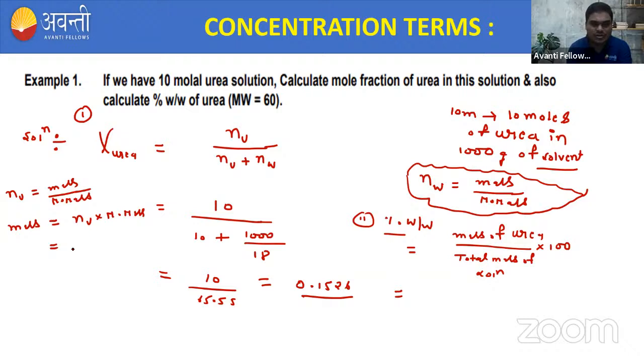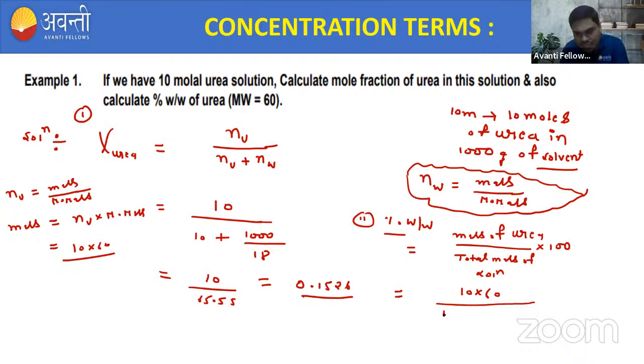So what is the number of moles of urea? That is 10. What is the molar mass? That is 60. So this comes out to be 10 into 60. What is the total mass? The total mass of the solution means mass of urea plus mass of water.